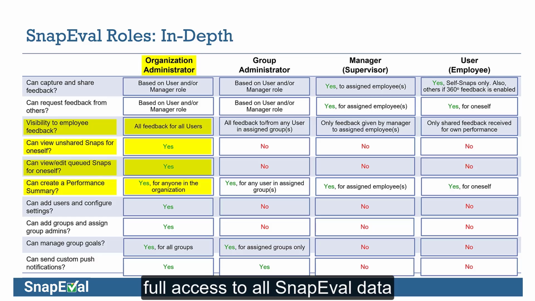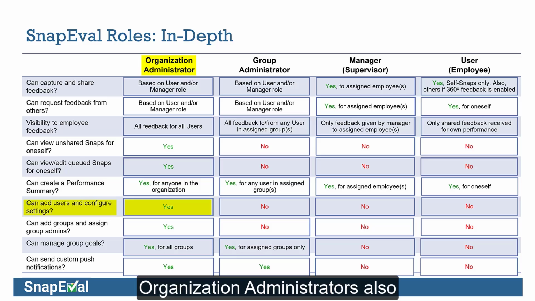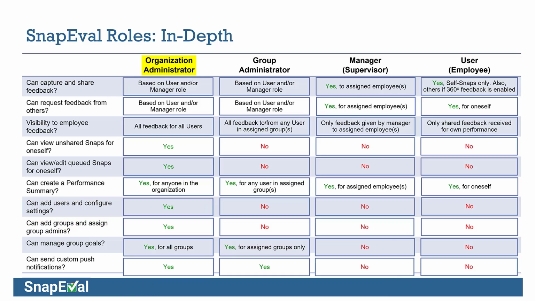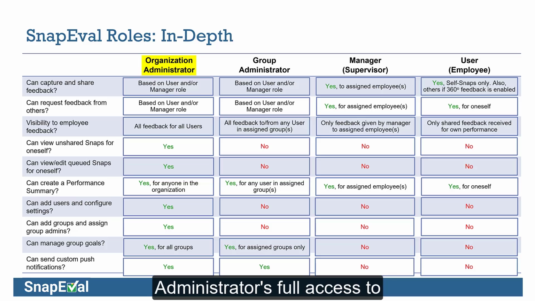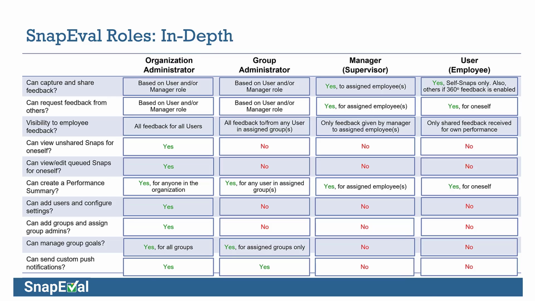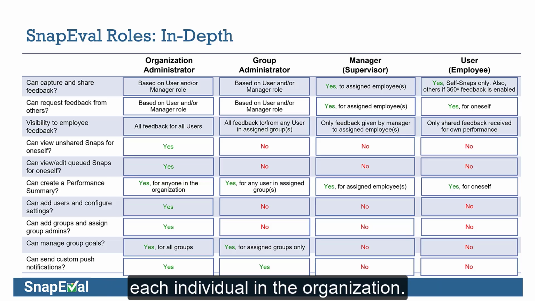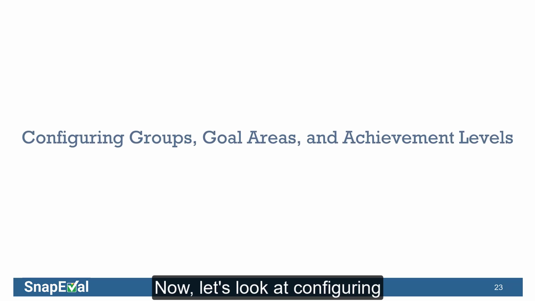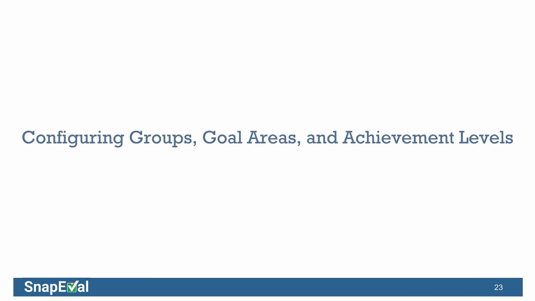Organization administrators have full access to all SnapEval data and settings for the organization. Organization administrators also configure reporting relationships to assign the manager role and assign group administrators to groups. Because of the organization administrator's full access to all data and settings, this role is typically only given to HR professionals in the organization. This slide is a handy reference document when planning the roles to assign to each individual in the organization. Now, let's look at configuring groups, goal areas, and achievement levels in SnapEval.